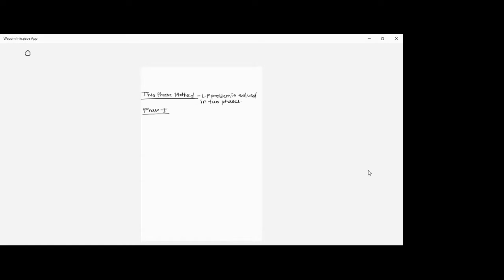Right, so in phase 1, what we are going to do is find an initial basic feasible solution. So initial basic feasible solution, we will try to find an initial feasible solution to the original problem.